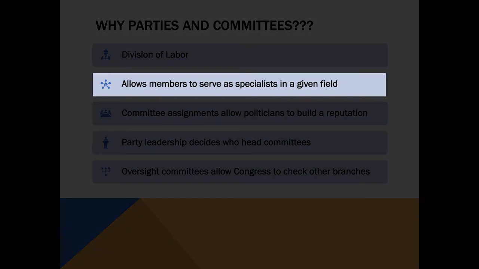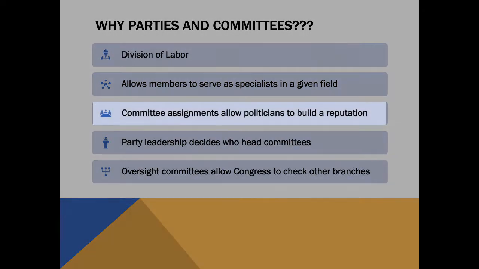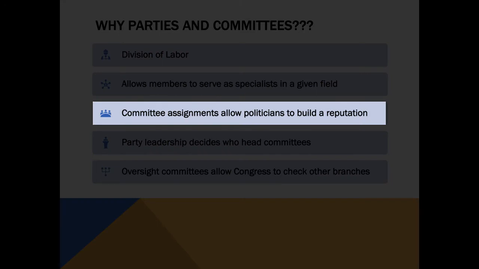Second, organizing committees by various policy arenas allows congressmen to really utilize their past experience as a committee specialist. Third, committee assignments allow politicians to build a reputation in the party. For instance, most presidential candidates have, at one time or another, served on some of the most prestigious congressional committees.